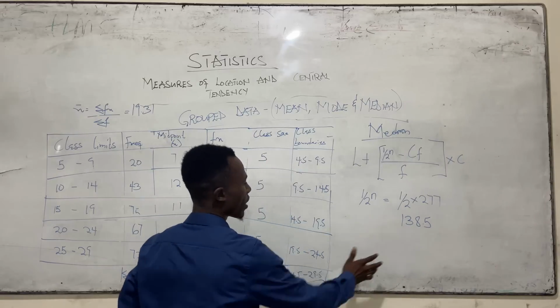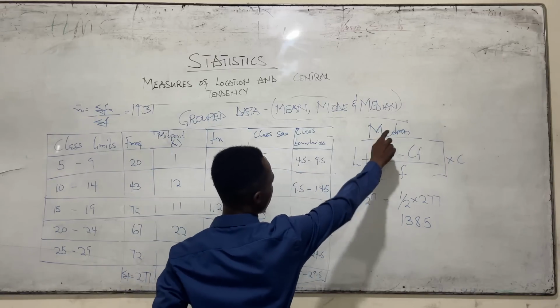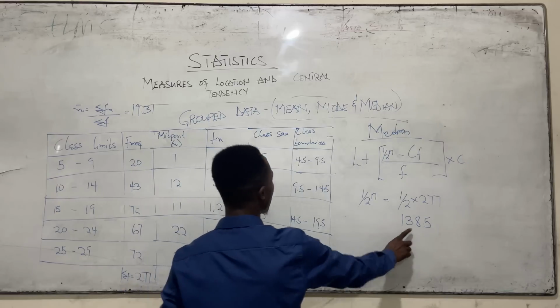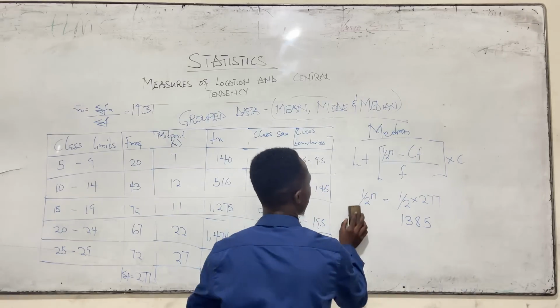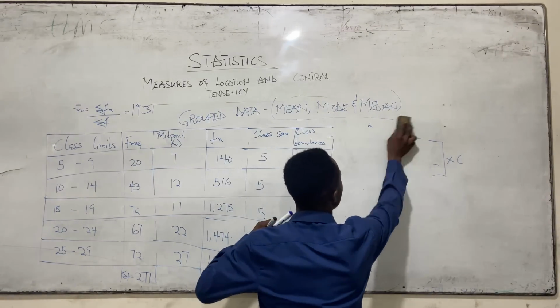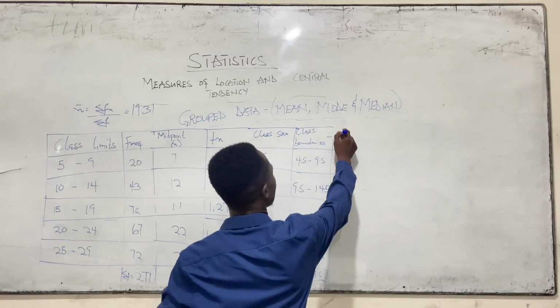So here we know our median class is what? 138.5. I'm going to clean this one so that we get a space for the cumulative frequency. So don't forget our median is 138.5. Okay, so now the cumulative frequency.